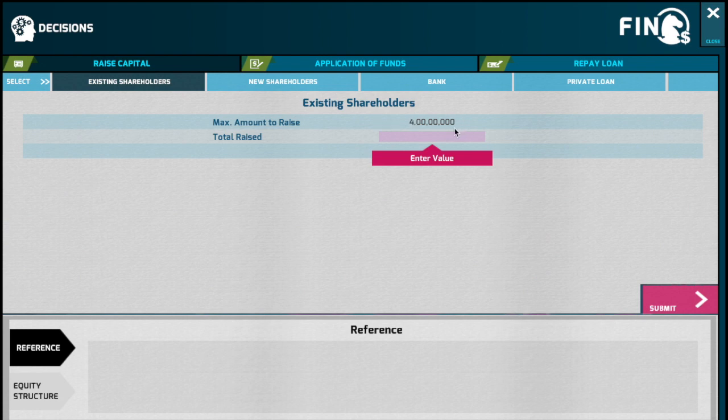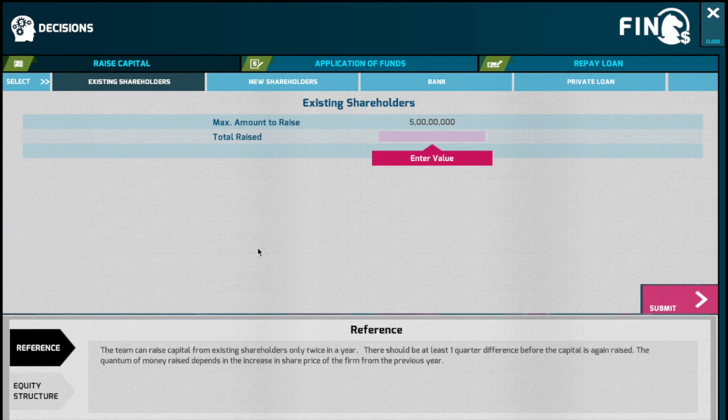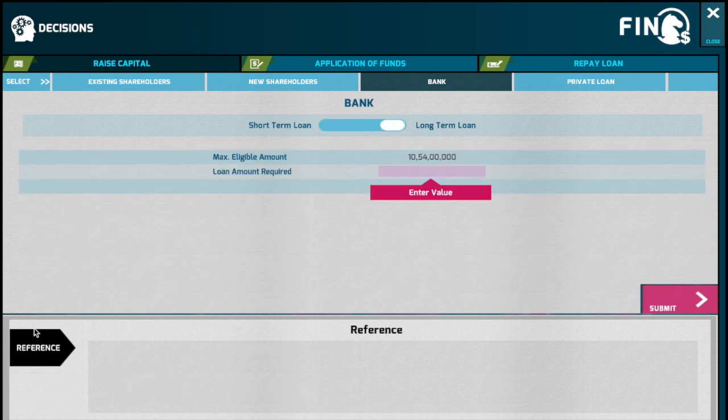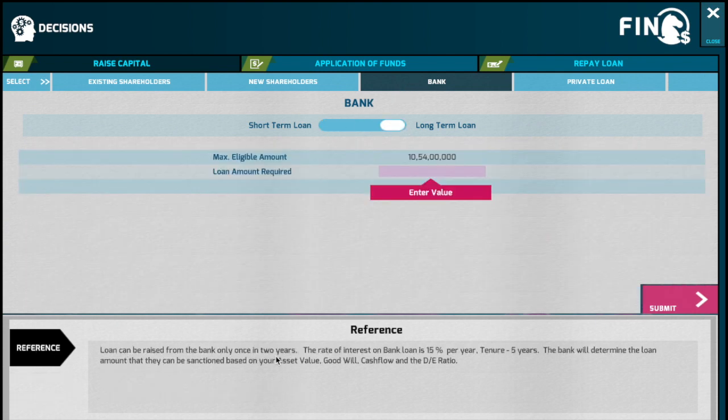to raise more capital. There are certain set of conditions that you also would need to fulfill in order to raise capital. For example, you would be in a position to raise capital from existing shareholders only twice in a year. Whereas, if you'll have to raise long-term capital from the bank, you would be in a position to raise capital only once in 2 years. So I would urge you to look at the reference section for you to understand more details.